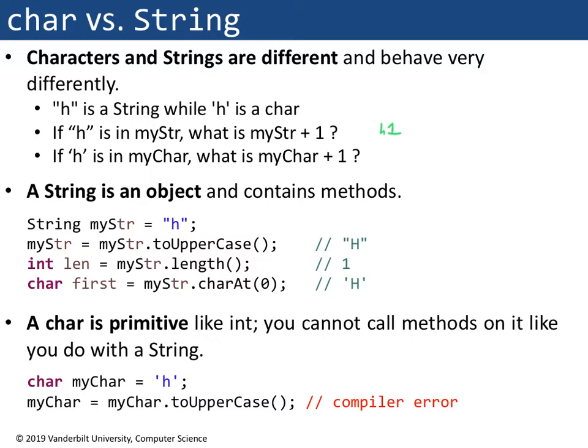However, if the character literal h is in myChar, what is myChar plus 1? Well, it would be the ASCII representation of lowercase h plus 1. The ASCII representation of lowercase h is 104. So we have 104 plus 1. This is going to be equal to 105, obviously. And if we interpret that as an ASCII character, then this is lowercase i.